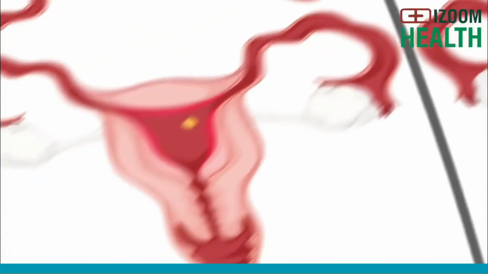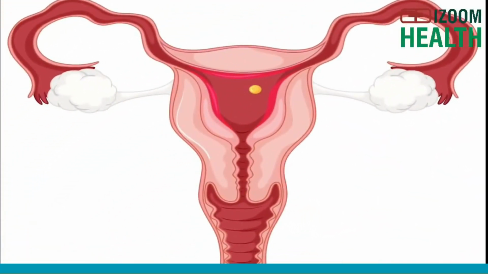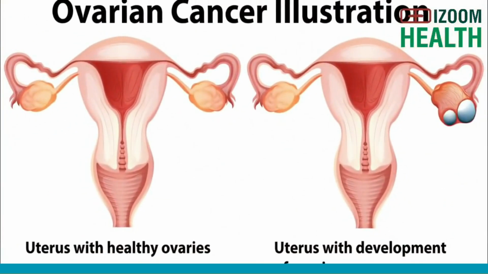Number 2. Stromal tumors. These tumors are known to be diagnosed at an earlier stage of cancer in comparison to other ovarian tumors. These tumors start in ovarian tissue and represent about 7% of ovarian tumors. Number 3. Germ cell tumors. These tumors start in the egg-producing cells. These types of tumors are scarce and known to occur in younger women.